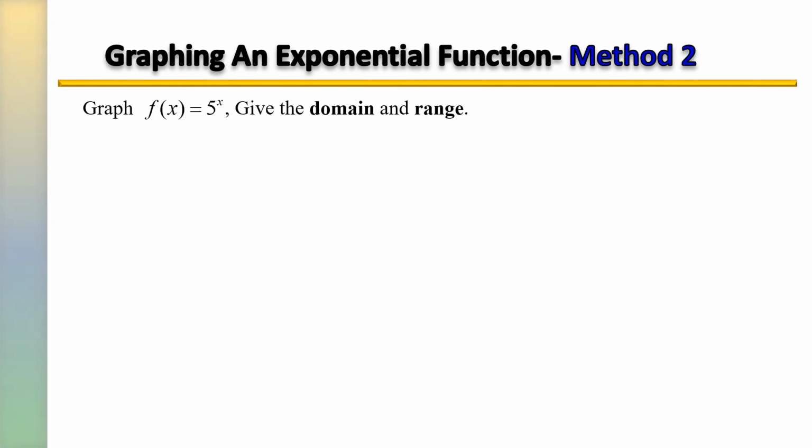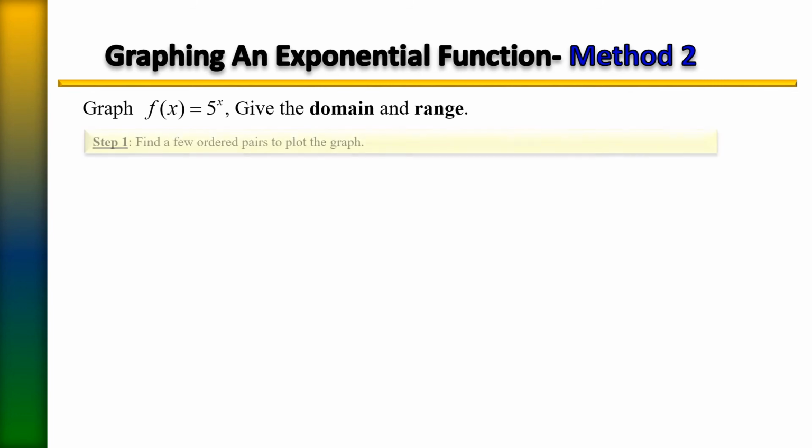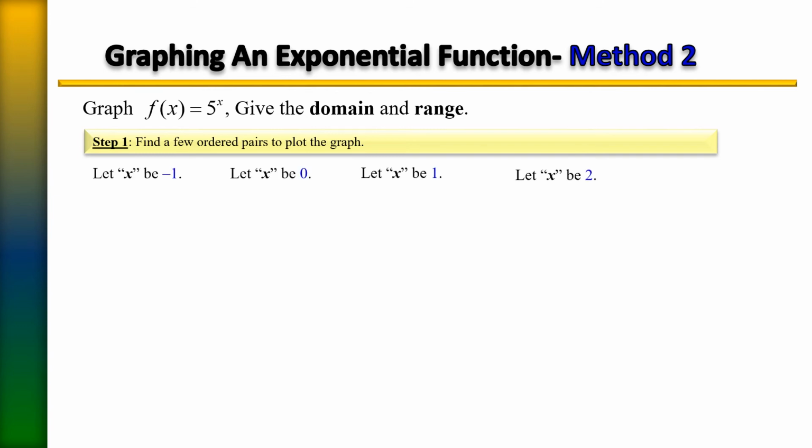Here's another method for solving that same problem, f of x equals 5 to the x power. We can find ordered pair solutions by plugging in a value for x to see what we get out for y. Once you get those ordered pair solutions, plot them and then sketch your graph. So let's go ahead and find a few ordered pair solutions. Let's let x be negative 1, 0, 1, and then 2.